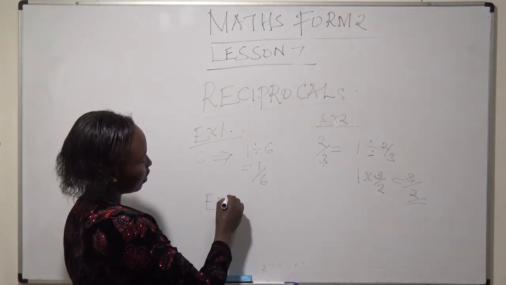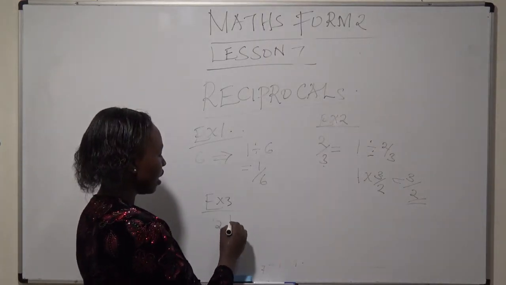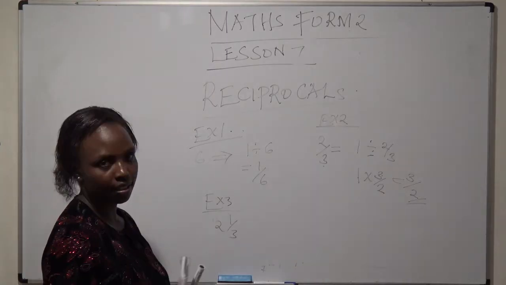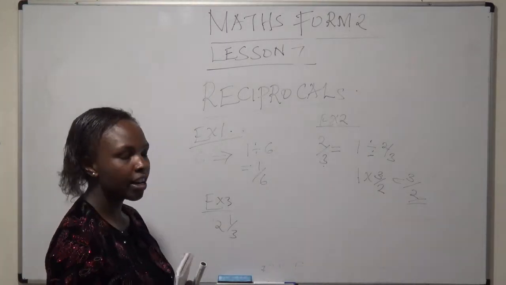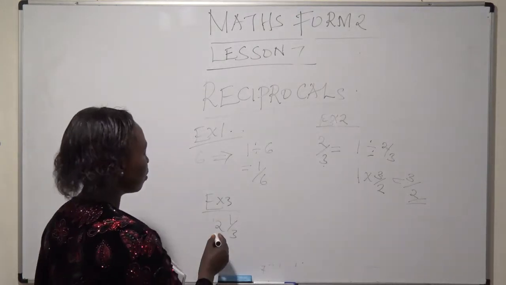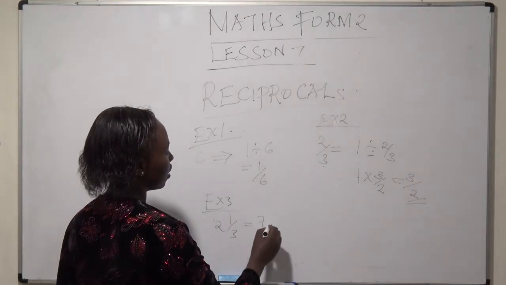Let's look at another example of a mixed fraction. Let's look at our example 3. Find the reciprocal of 2 and a third. In such a case, I would urge you, first of all, rewrite the number as an improper fraction. So 2 times 3 is 6, plus 1, we get 7 over 3.